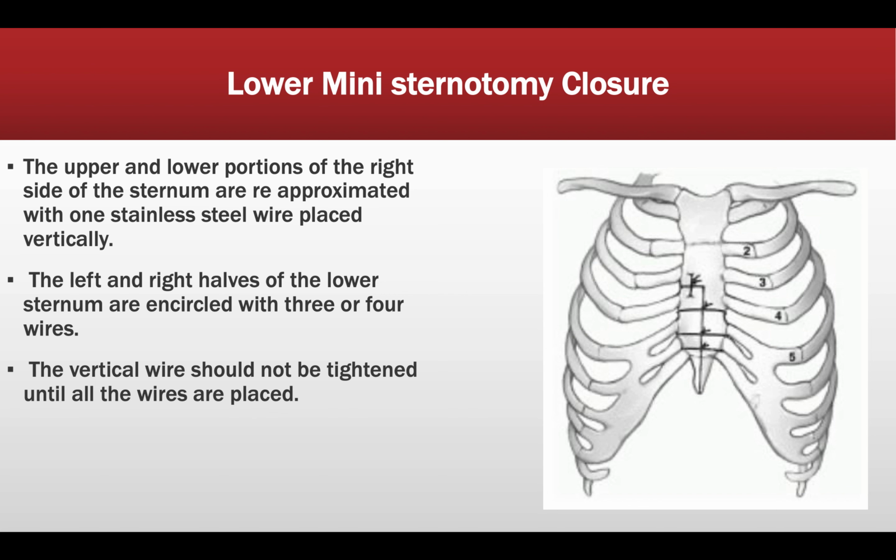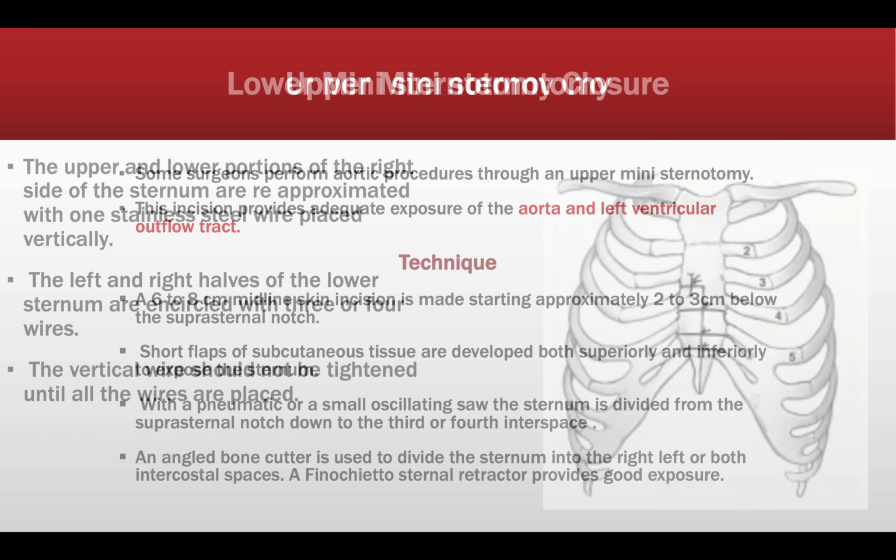The lower mini sternotomy closure, how will you do it? The old methods are the same: the upper and lower portions of the right side of the sternum are reapproximated with one stainless steel wire placed vertically. After that, the left and right halves of the lower sternum are encircled with 3 or 4 wires. The vertical wire should not be tightened until all the wires are placed.